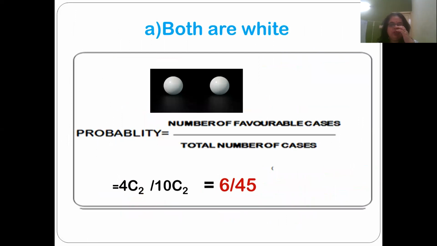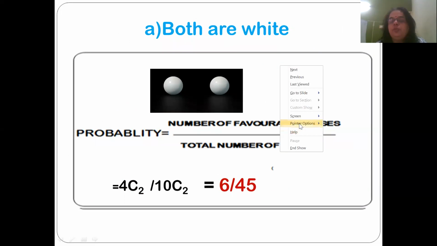Now, let us go to case A. Here the probability is equal to the number of favorable cases by the total number of cases. We have calculated that the probability is equivalent to 4C2 divided by 10C2.